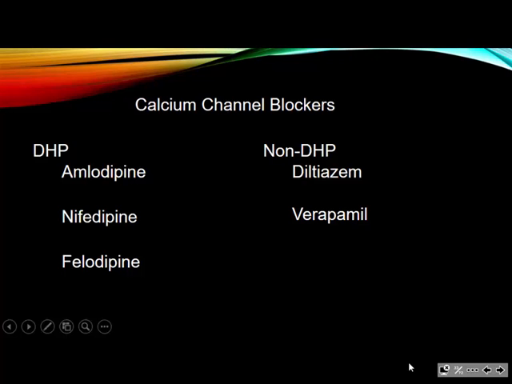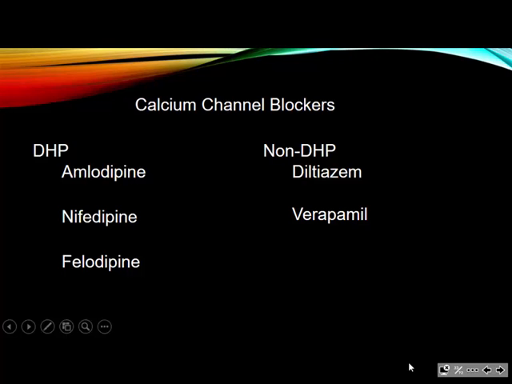Non-DHPs, why? What's that? Okay. And what about that patient made you choose the non-dihydropyridine? The heart rate was higher and the blood pressure was a little bit lower.